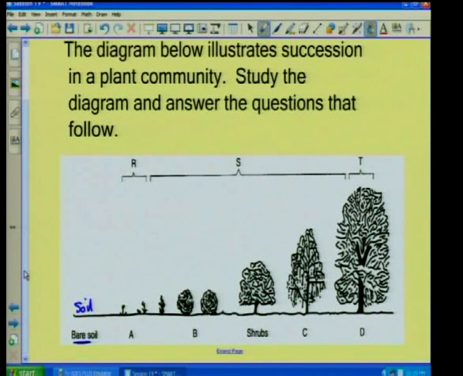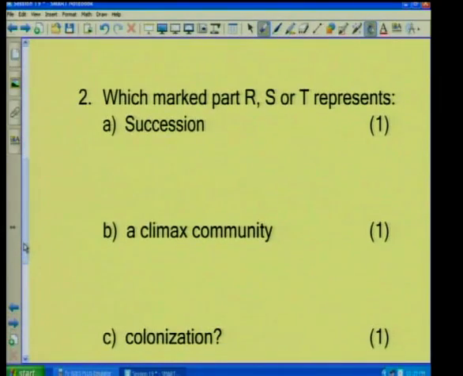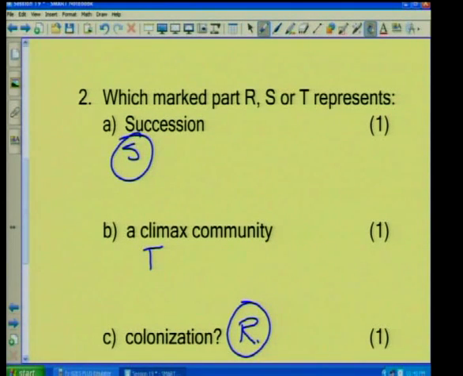I've forgotten the order now. So R is climax. Okay, so let's go and write this in. So it's R, S, or T. R is S. Climax would be T. It was at the end. And colonization would be R. So we start off with R as colonization, then we move on to the different successions, and then we move on to our climax community.